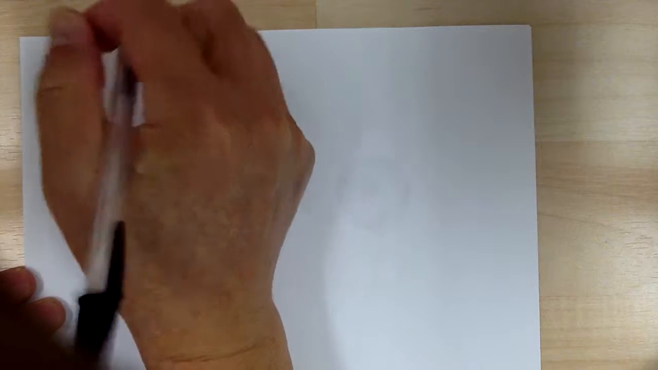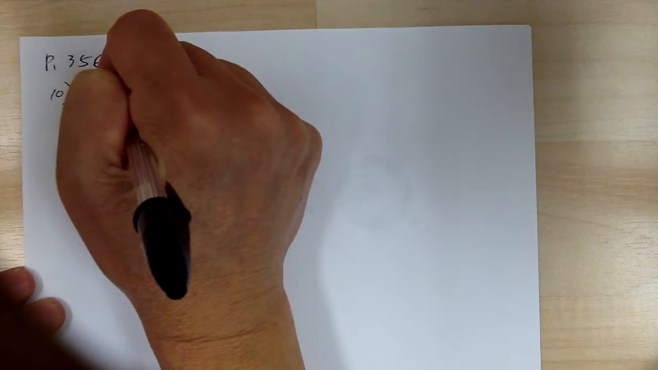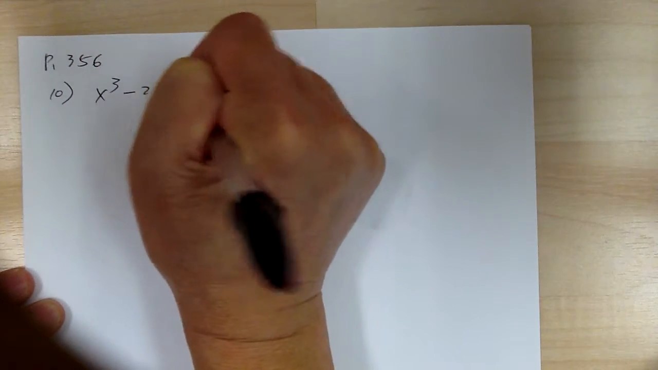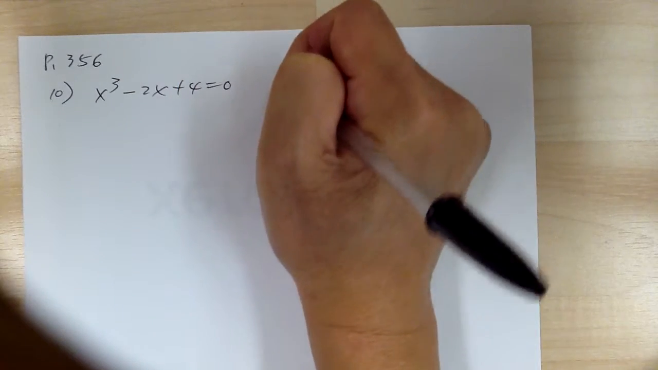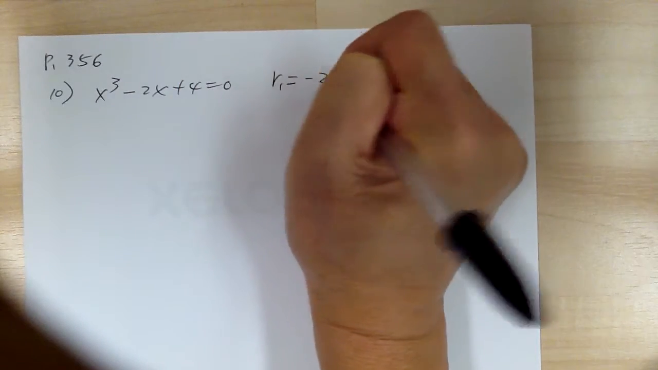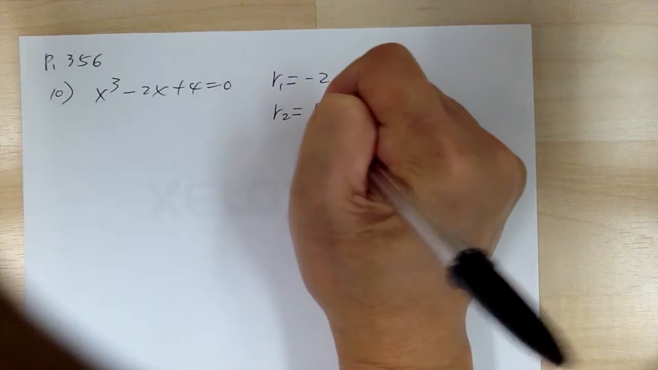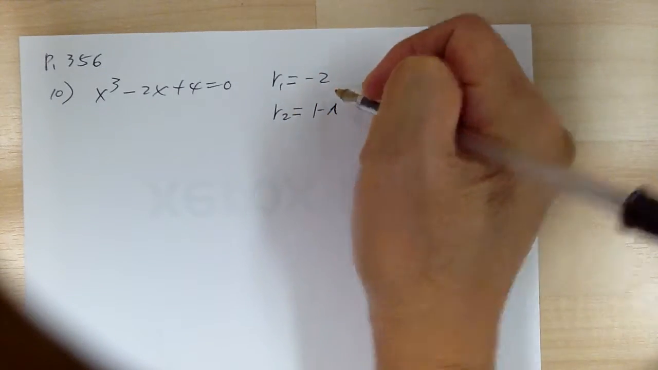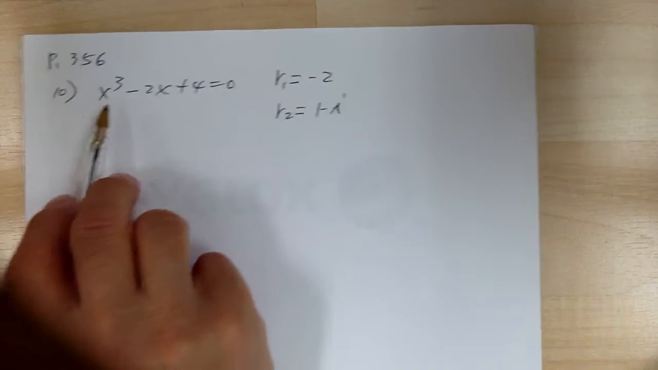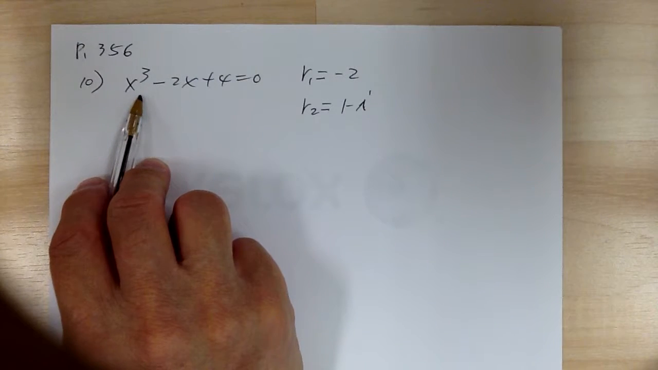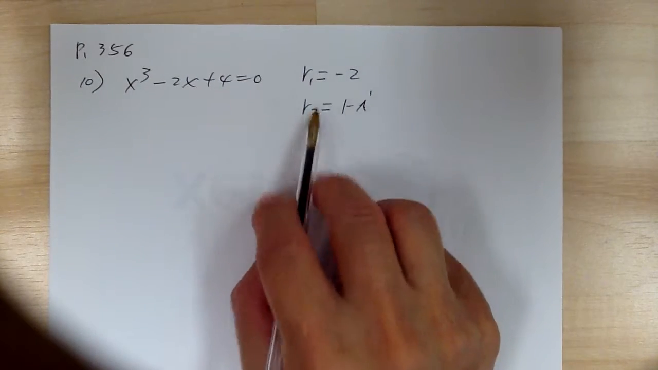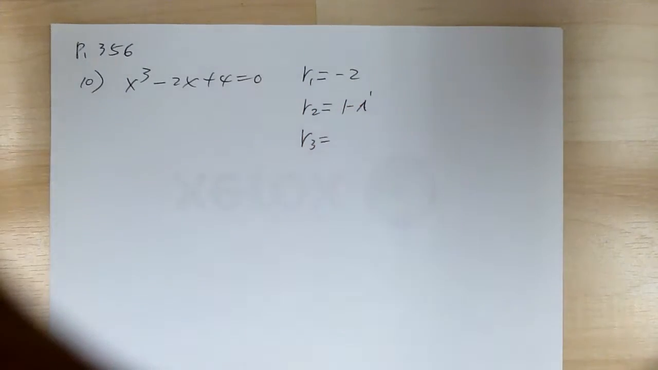Now, let's go to page 356. If you look at number 10, you have x cubed minus 2x plus 4 equal to 0, and you have R1 equal to negative 2 and R2 equal to 1 minus i. So you're looking for the rest of the roots. This is x to the 3 power, so you're going to get 3 answers, right? They give you R1 and R2, so you're missing R3.